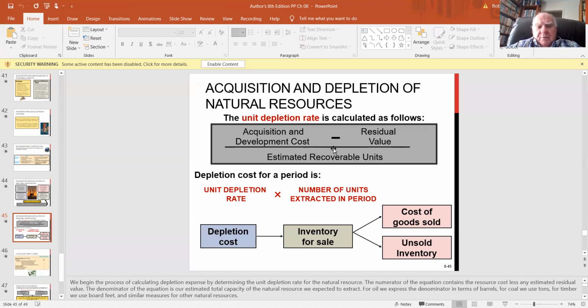We're going to take the acquisition cost minus the residual value and divide it out by the number of recoverable units. In an oil well, it's probably barrels. In a gold mine or a coal mine, well, a coal mine, it would be tons. I don't think you'd get tons out of a gold mine, but that would really be a gold mine if you did that. So here's what we're doing. The depletion cost is going to go into the inventory, either through cost of goods sold or it's unsold.